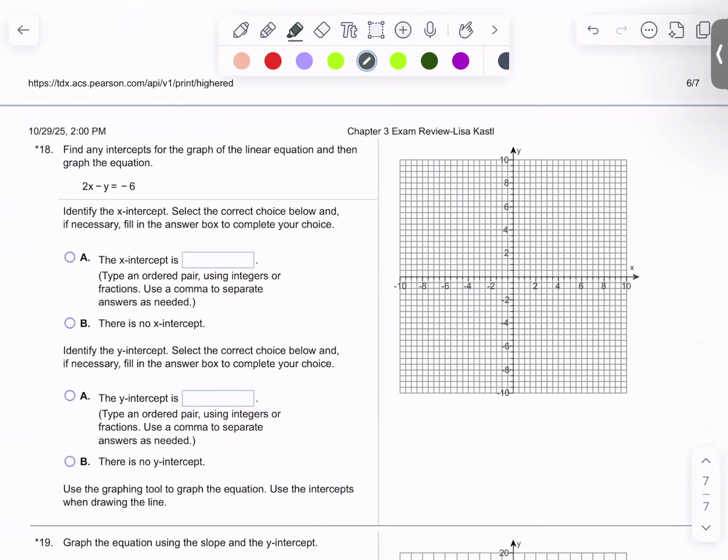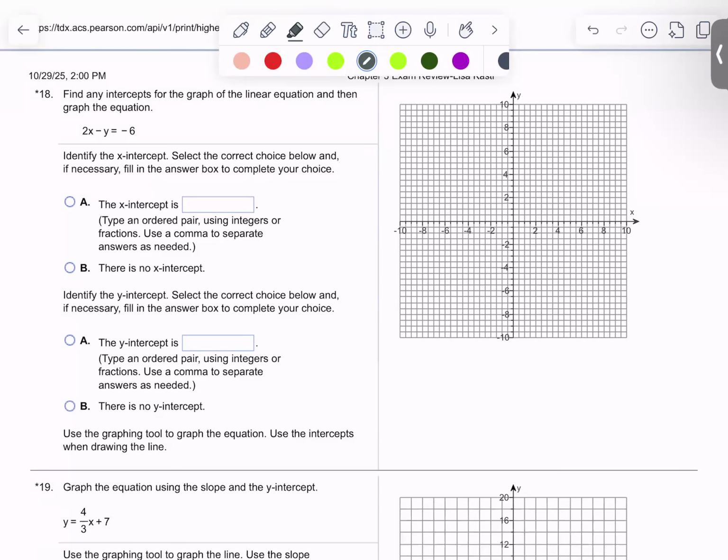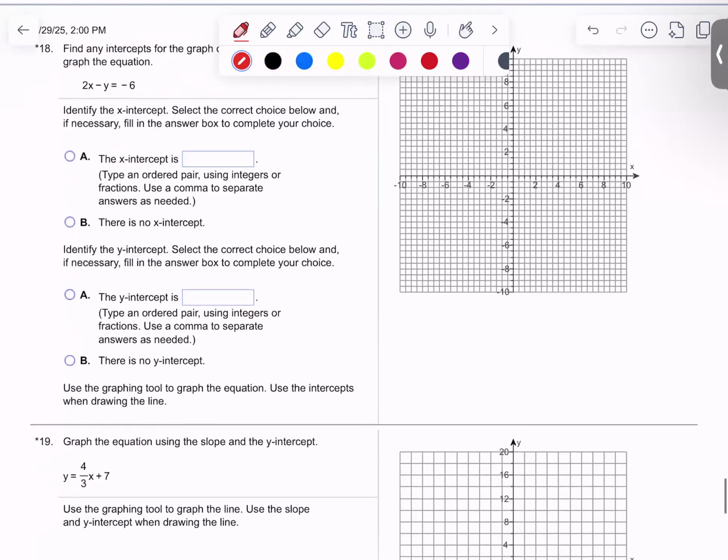All right, we're almost done here. Problem 18. Find any intercepts for the graph of the linear equation and then graph the equation. So this is actually out of order because this is from earlier in the chapter. We're going to find the intercepts. This is a little tricky to graph because of the graph grid that you have in my lab math, so be careful.